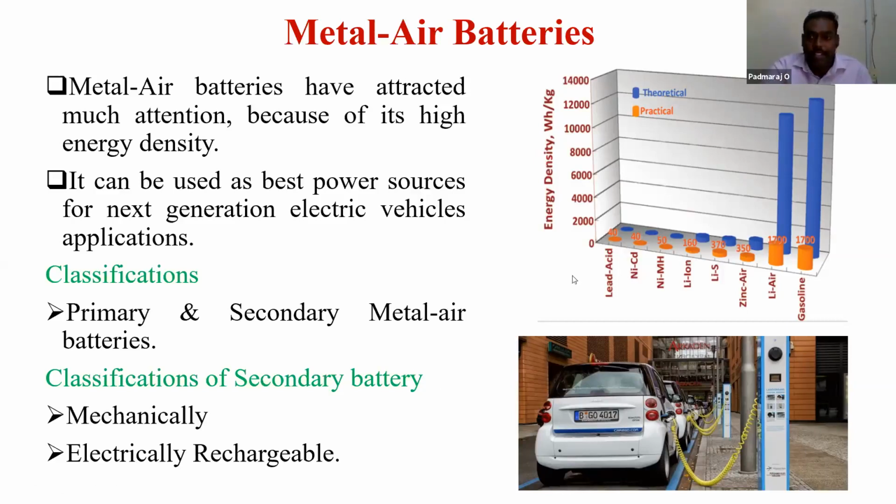See this picture: the theoretical and practical energy densities compared to the other rechargeable batteries. For the metal air batteries, the metal is varying: zinc, lithium, aluminum, magnesium, so different types of metal we can use. But here the anode we have to change, and the cathode is air. The air is the fuel. This is the attractive thing in emerging battery technology.